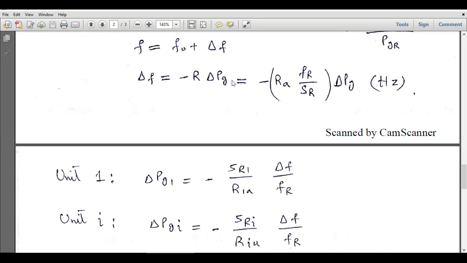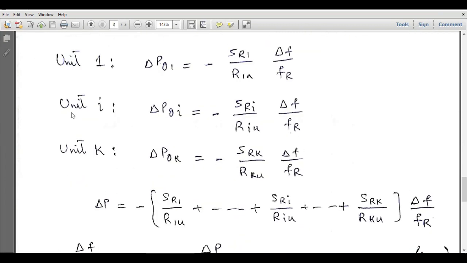So delta PG, after rearranging this equation, we can write delta PG equal to delta F over FR into SR over RA, right? So for the first generator, delta PG1 will be equal to minus SR1 divided by R1A into delta F over FR. Similarly, for unit 2, it will be delta PG2 equal to minus SR2 divided by R2A multiplied by delta F over FR. And for unit I, this will be the expression. And for a general unit K, delta PGK equal to minus SRK divided by RKU into delta F over FR.